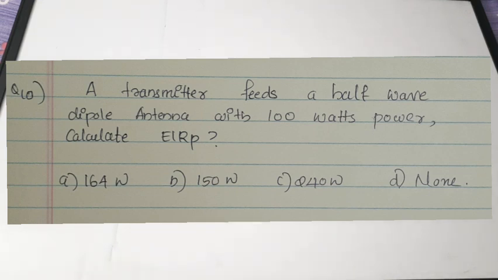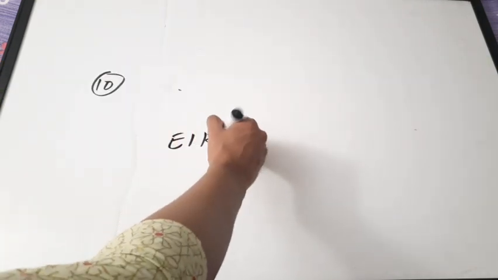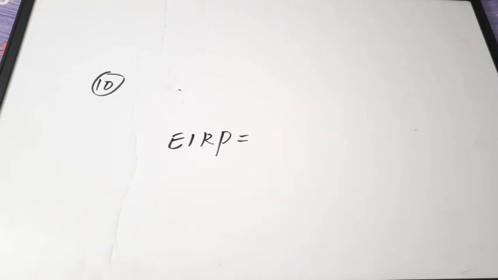10th question. A transmitter feeds a half-wave dipole antenna with 100 watts power. That is, a transmitted power is 100 watts. Calculate EIRP. So about this EIRP we have discussed in the antenna formula revision video. So EIRP, effective isotropic radiated power, it is actually a link budget, or it is an antenna budget. It is actually taking care of all the power gains and power losses, and it is taking the sum total of the power. That is, it will be taking all the sums or the gains and the powers, and it will reduce all the losses from it. So it is a power budget.